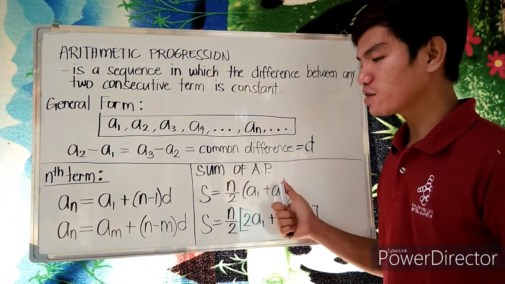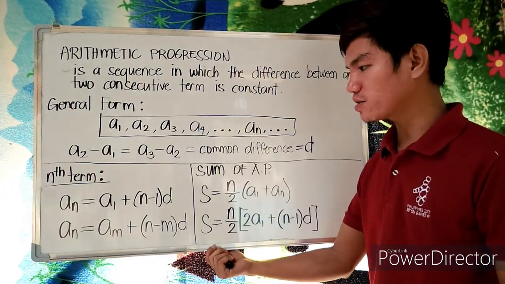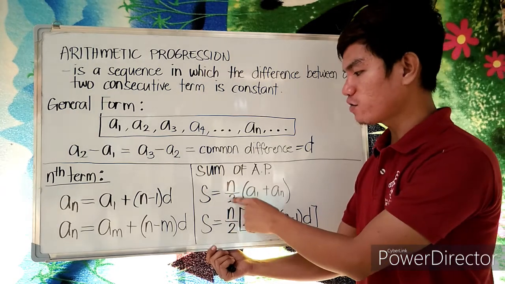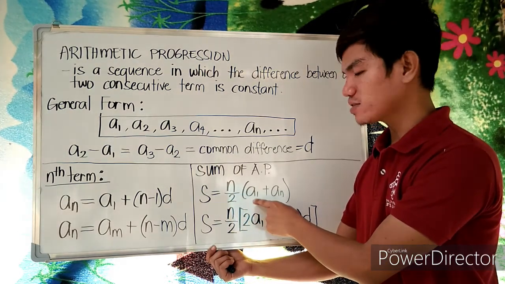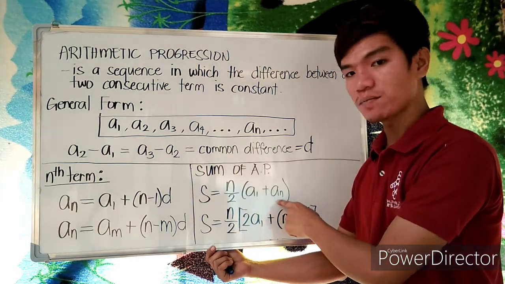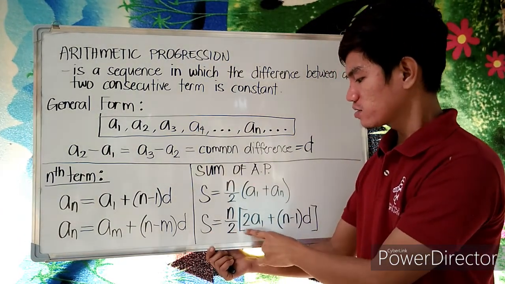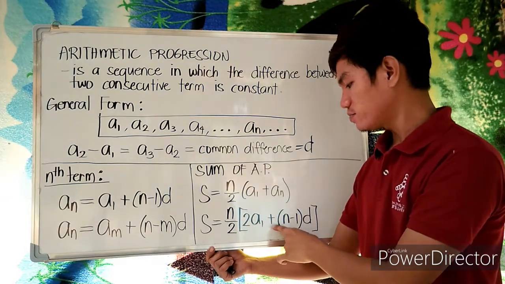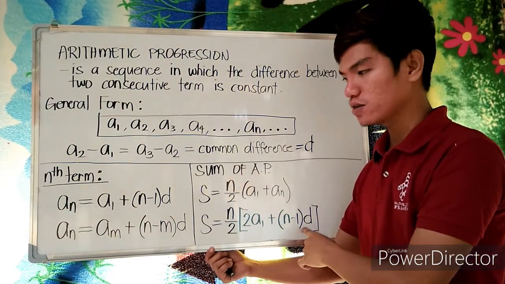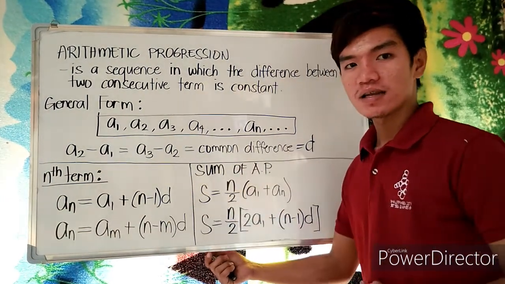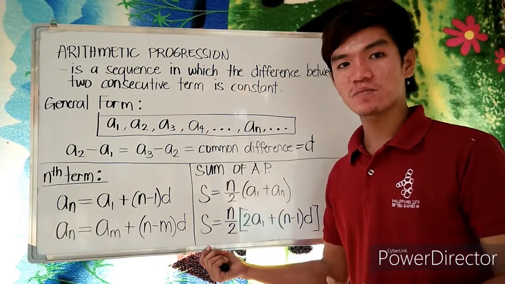And then for summation naman, we have two formulas also. We have n over 2 times a sub 1 plus a sub n. Then we have n over 2 times 2 times a sub 1 plus n minus 1 times d. So ito yung formulas na gagamitin natin sa pag-solve ng arithmetic progression.